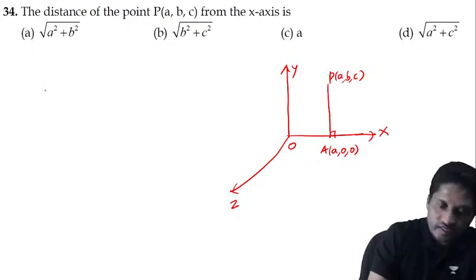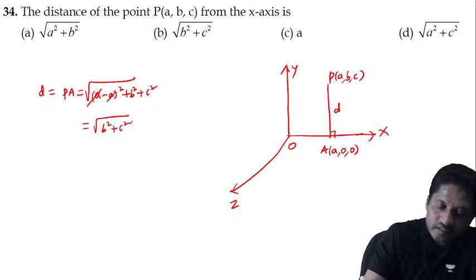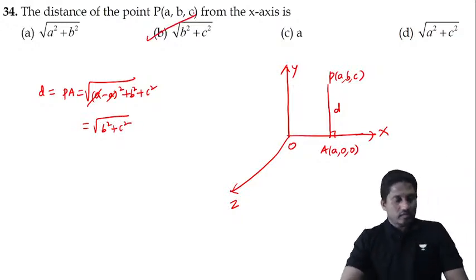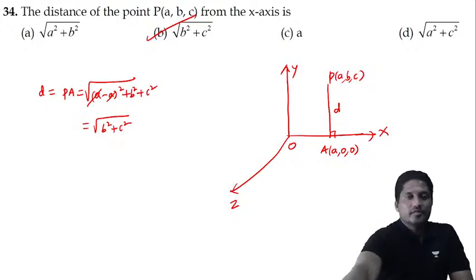Now if I calculate the distance, let's say this distance is d. D is equal to PA, and if I use the distance formula, root of a minus a the whole square, b minus 0 the whole square is b square, c minus 0 the whole square is c square. This will be equal to root of b square plus c square. Answer is option B. Simple question. Let's move to the next question.